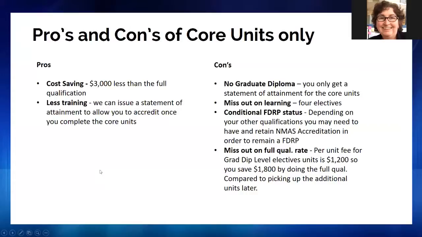The disadvantages that we think are there of just doing the core units is that, firstly, you won't get a graduate diploma qualification. You just get a statement of attainment for the core units, which is fine. It's what you need for the Attorney General's Department, but you don't have that higher postgraduate level qualification. You miss out on the learning, so you won't get those 4 electives.